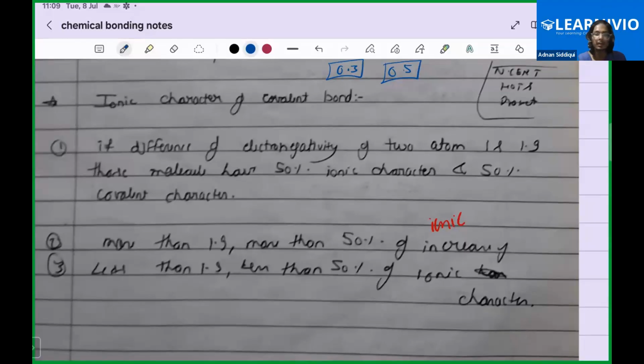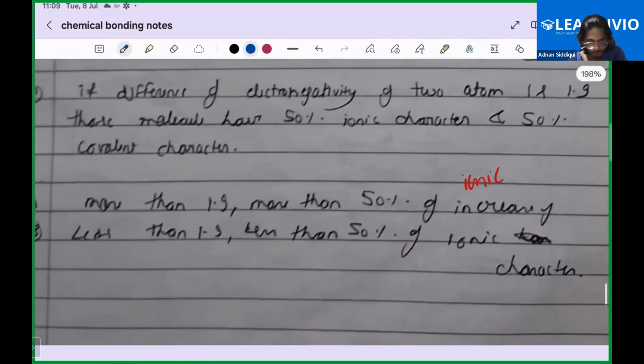So I will explain it when we will be talking about Fajan's rule, right? Fajan was, I guess, a Pakistani scientist who came up with this, like how you can relate covalent bond with ionic bonds. So we'll talk about it. For now, try to see it.